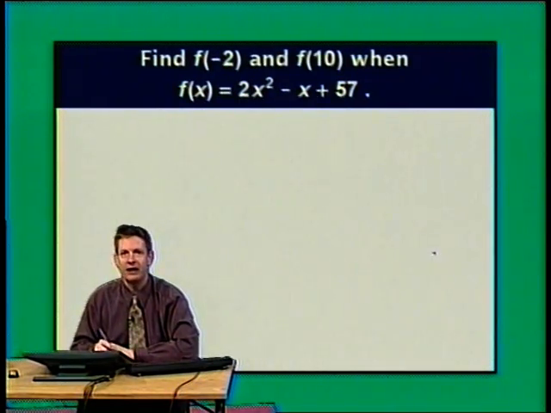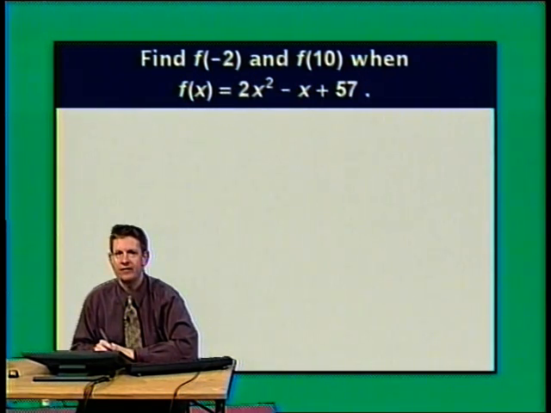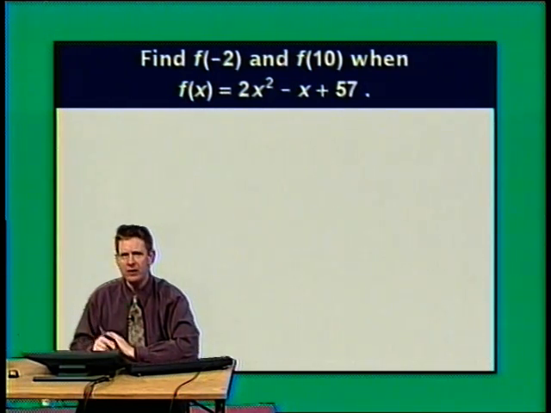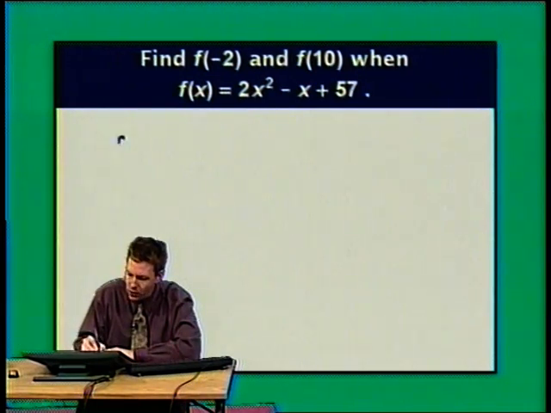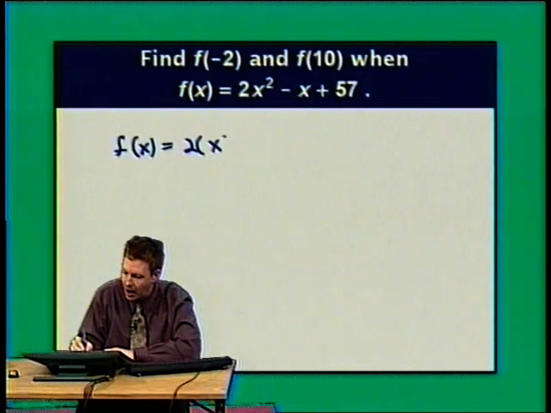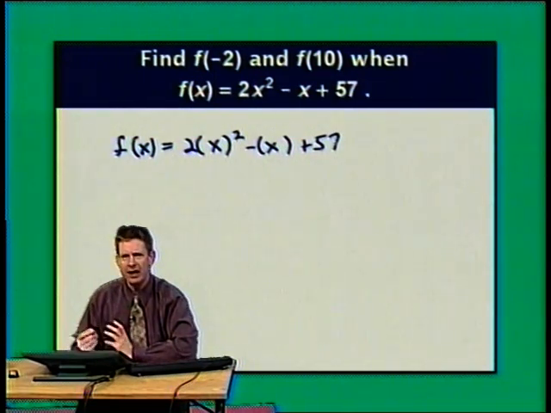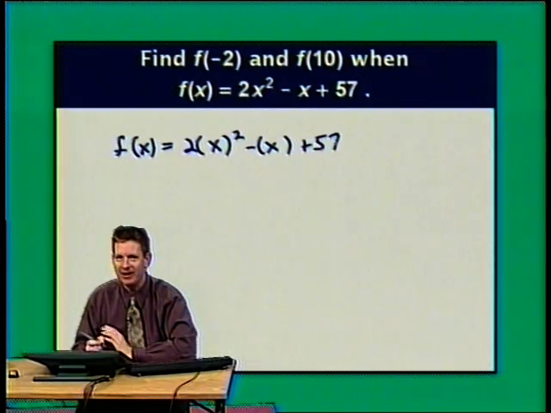How about f of negative 2 and f of 10 when f of x equals 2x squared minus x plus 57? This might be a good place for you to pause the tape and see if you can figure this out before you watch me work it. It might help you if you went ahead and rewrote this formula with x in parentheses on both sides of the equal sign. I would just do this the first few problems that you work to help you see that you're literally just replacing all 3 occurrences of x with whatever number is in the parentheses.